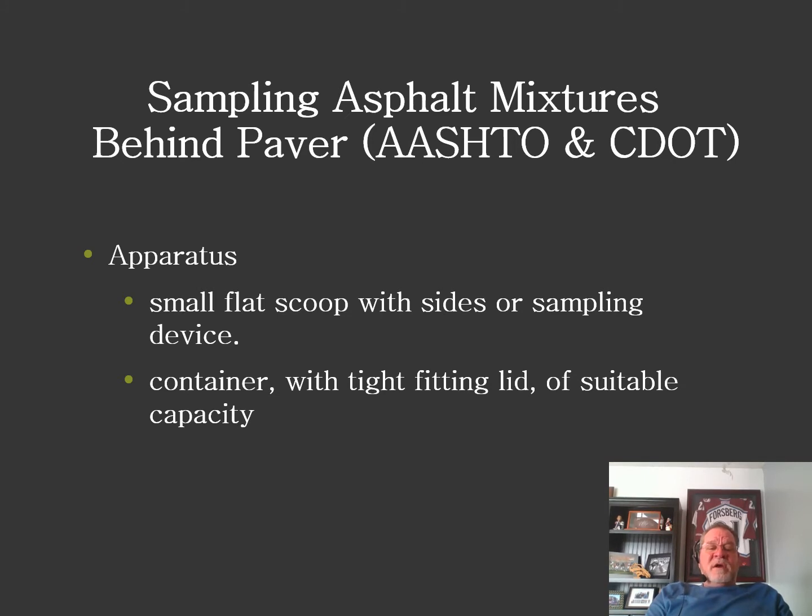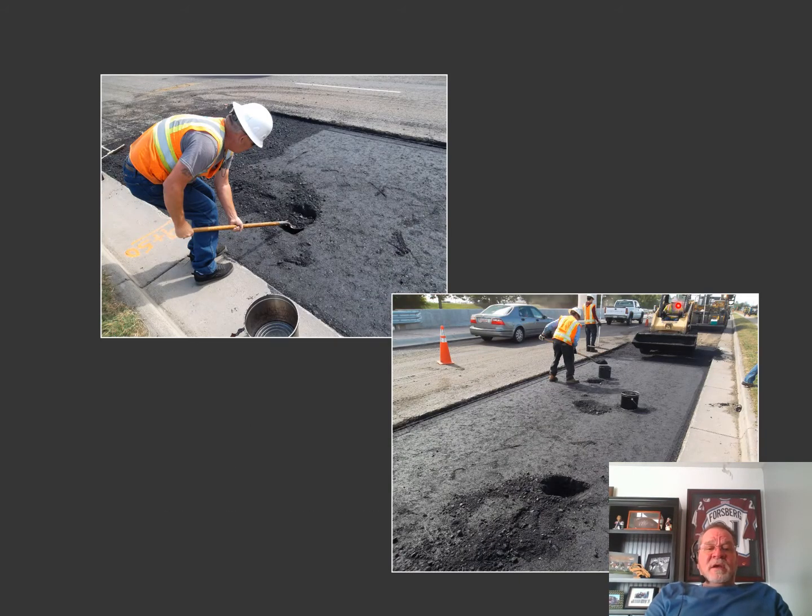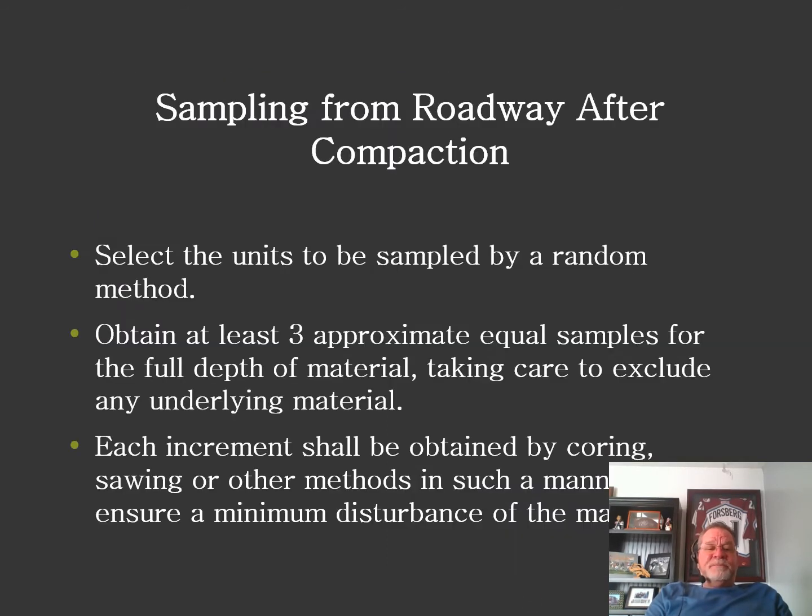Behind the paver, you need a scoop with sides, some type of sampling container, a shovel, and a container to hold the material. Random method, at least 3 approximately equal sized samples or increments. The increments have to be the full depth, and templates can be placed. So in this case, we've got our technician creating the sample with a blunt end shovel, taking 3 equal increments across the mat to get a sample.